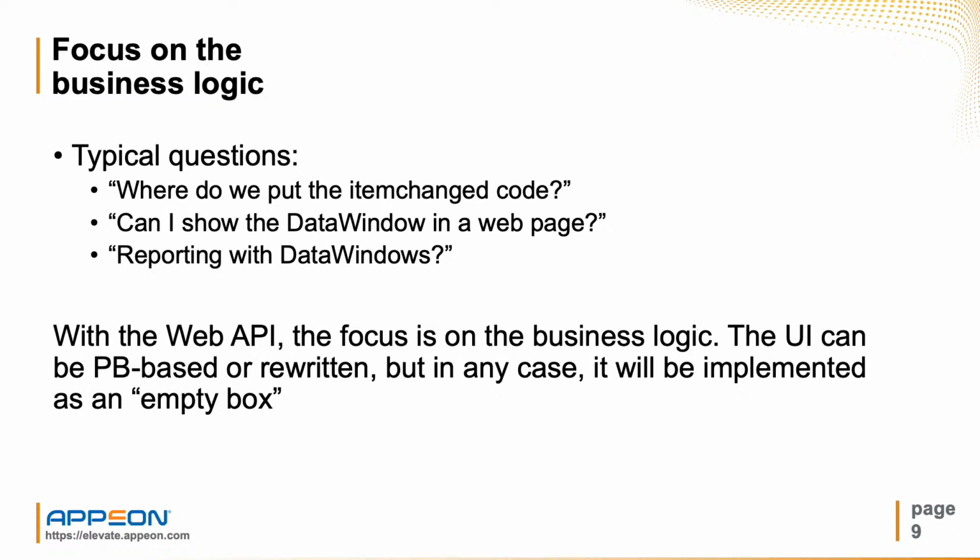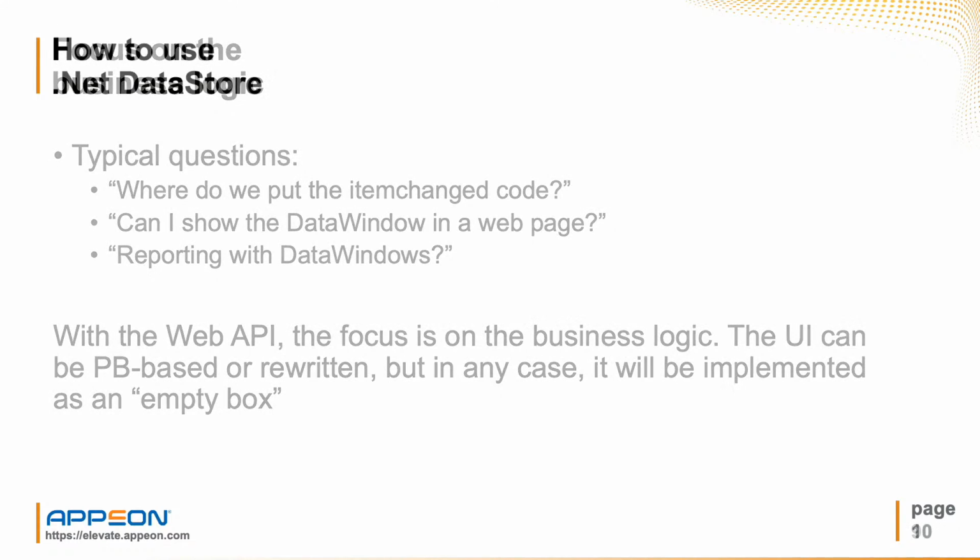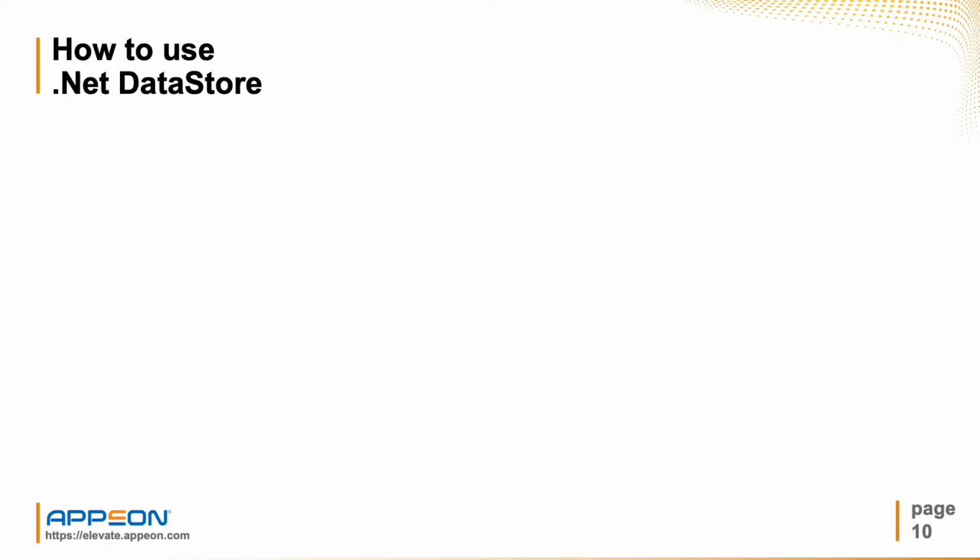How to use the .NET DataStore. First of all, we convert the DataWindow to a C# model. It's very easy. Select the DataWindows from the PowerBuilder workspace open in SnapDevelop and select Convert DataWindow to C# model. You can rename the models and set the generation properties. Then you can generate the model. Keep in mind the non-visual nature of the model.